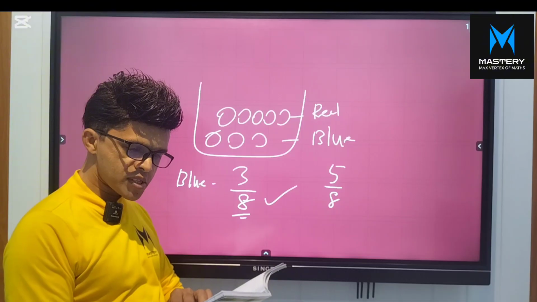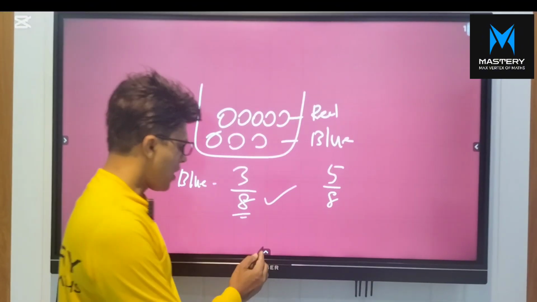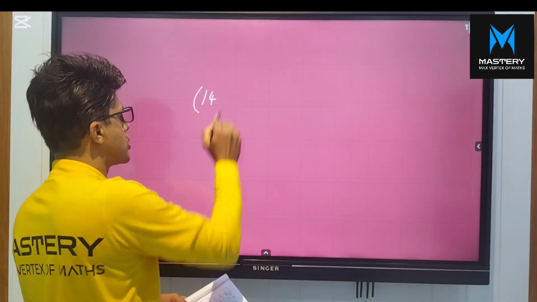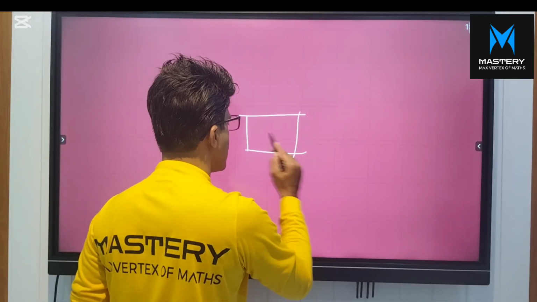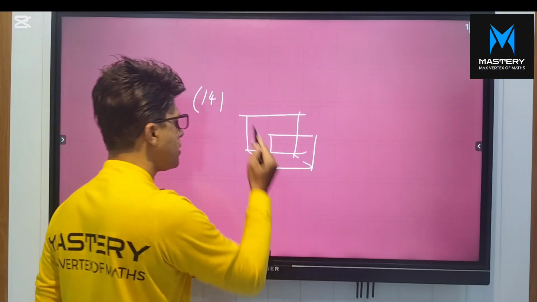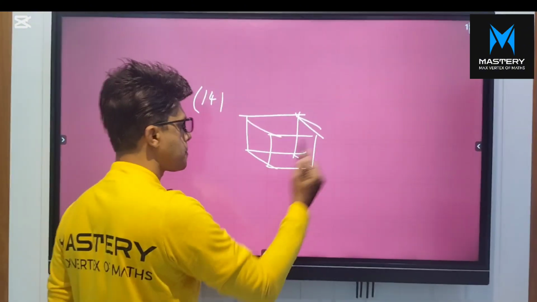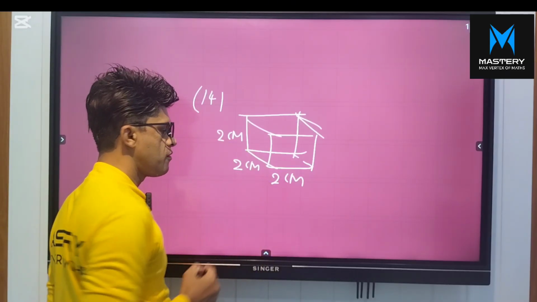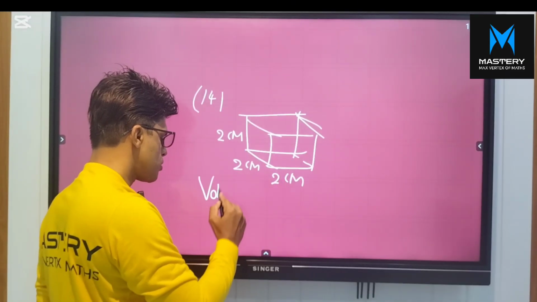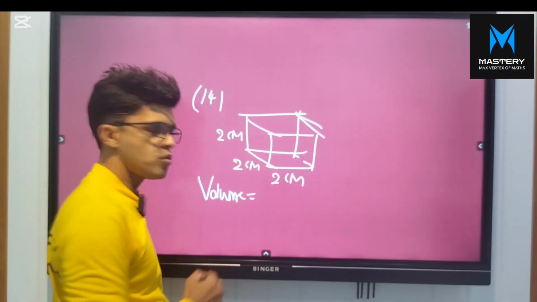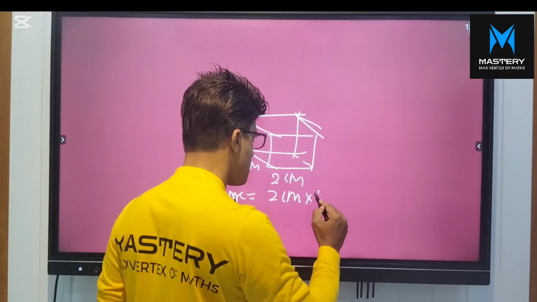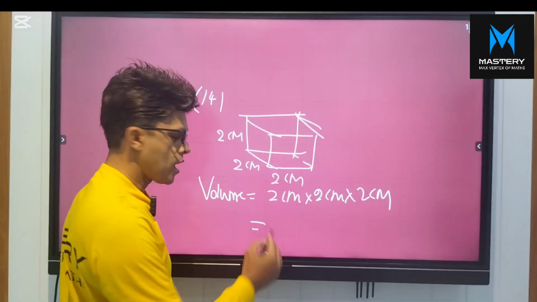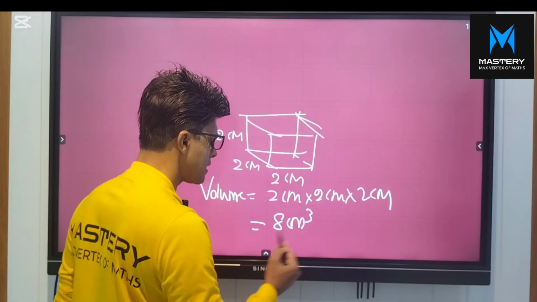Find the volume of a cube of side length 2 cm. This is the 14th question. We need to find the volume of a cube whose side length is 2 cm. How do you find the volume of a cube? You need to multiply all these values: 2 cm, 2 cm, 2 cm. So volume equals 2 cm times 2 cm times 2 cm. 2 times 2 is 4, 4 times 2 is 8. 8 cubic centimeters. This is the answer.